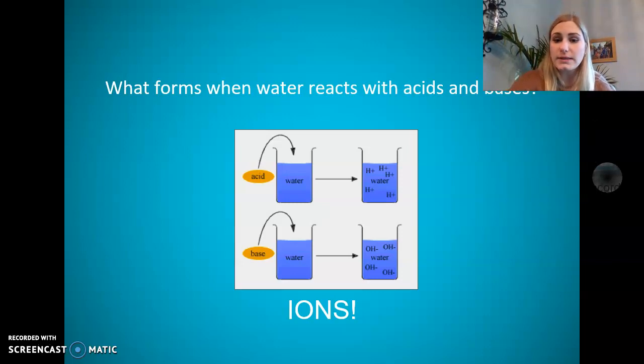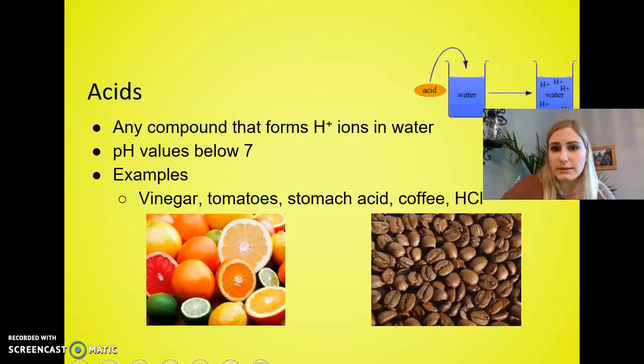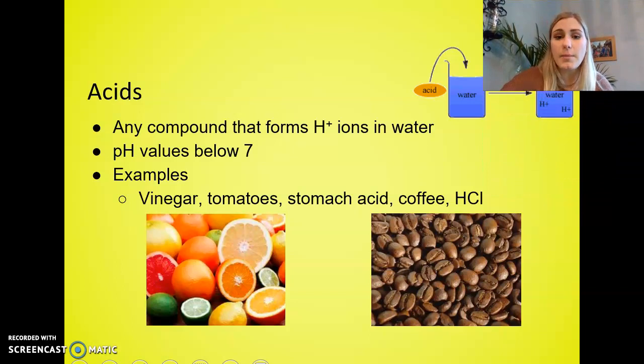You're going to see ions. Now, an ion is any charged molecule here. So you add an acid to water, the water is going to dissociate, so the hydrogen ions are going to pop off of each other, and they are going to float around in a higher concentration. If you add a base, we're going to see more hydroxide ions. So, more hydrogen ions, more hydroxide ions. With acids, any compound that has a ton of hydrogen ions.